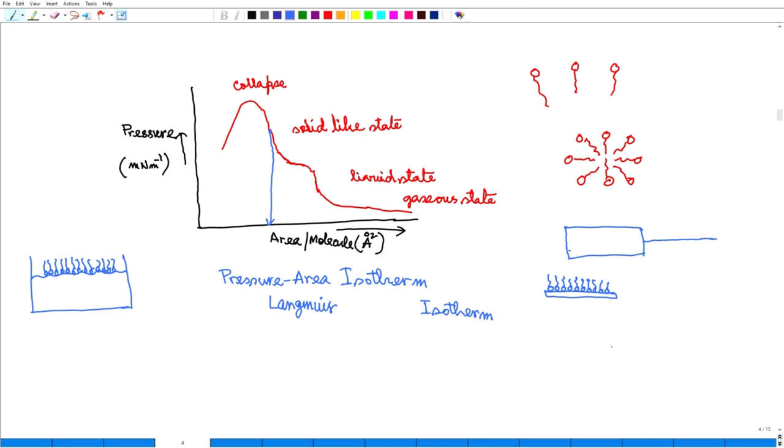But before I do monolayer, I will tell you some other points. Before you take this, let me say stability of these monolayers. But that I will do in my next lecture.